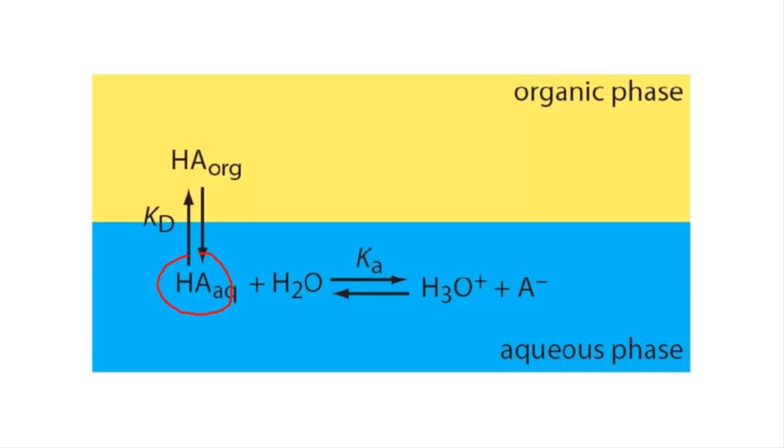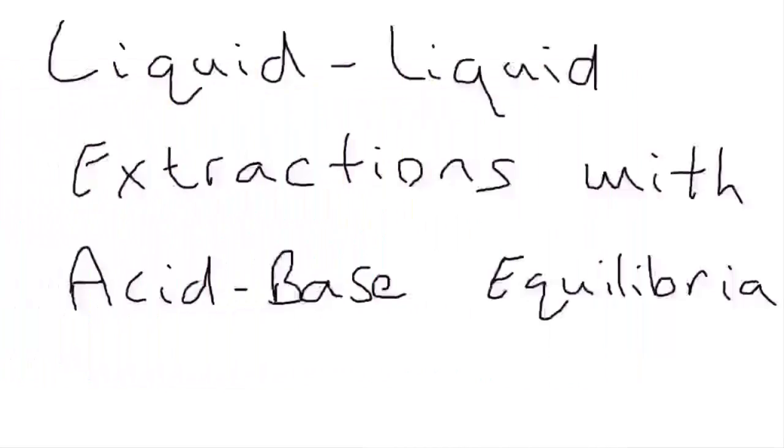And so Ka is going to be involved, and it will depend upon the amount of H3O+ that's in the solution. So we can see that if we increase the H3O+, if we have a lower pH, then by Le Chatelier's principle, we know that the equilibrium will shift towards the reactants. We'll get more HA in the aqueous phase, and that will increase the amount of HA that we get in the organic phase.